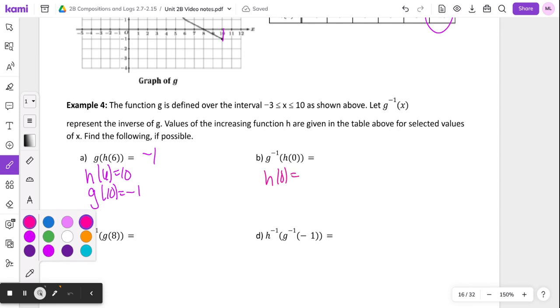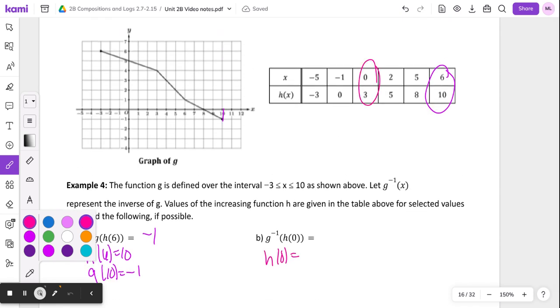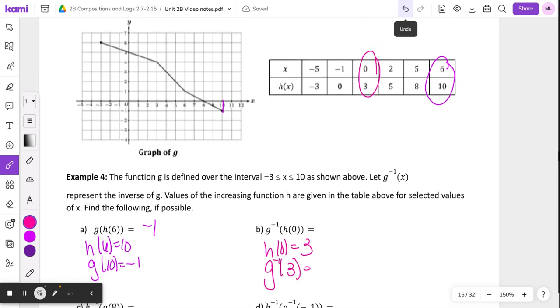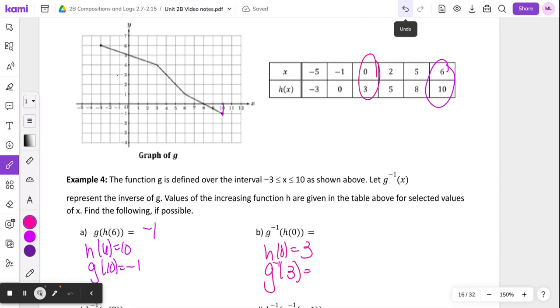All right, g inverse of h of 0. So let's start with h of 0. So in the table, h of 0 is 3. Then we do g inverse of 3. So that would be the output of g is 3. What's our input? Would be 4.